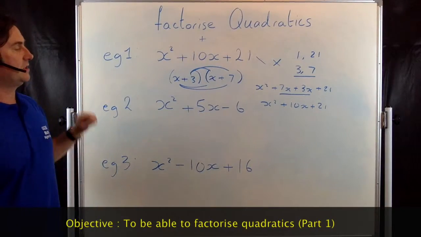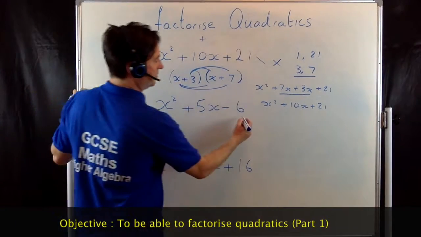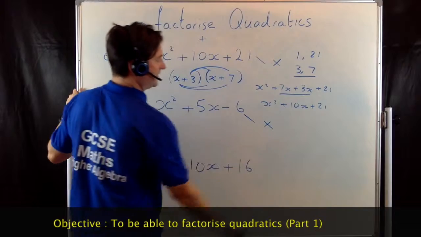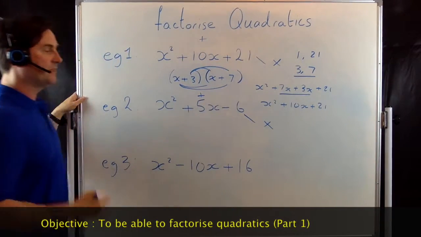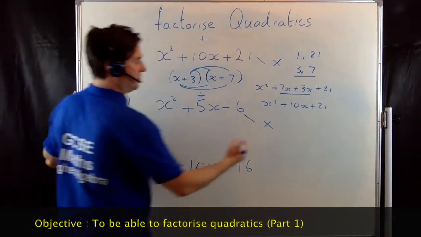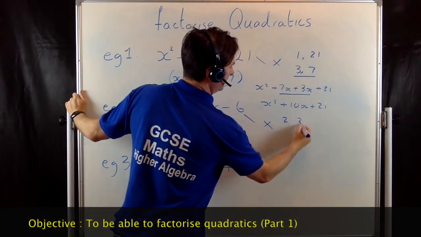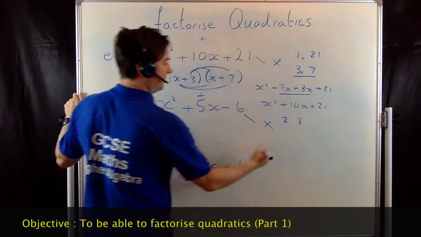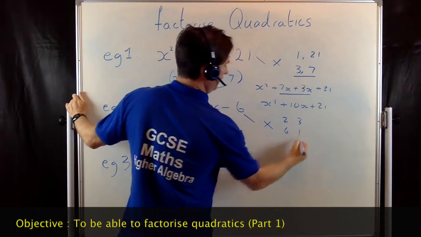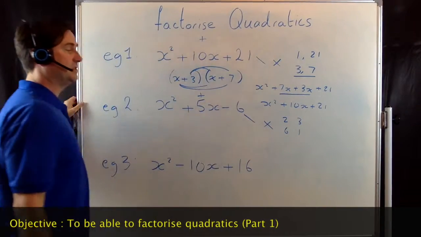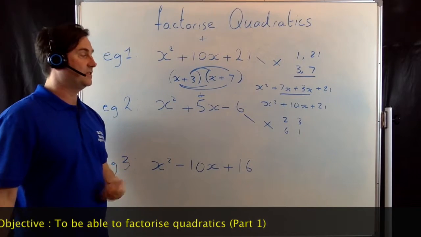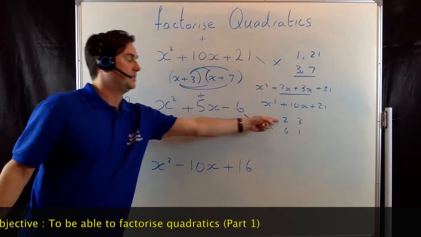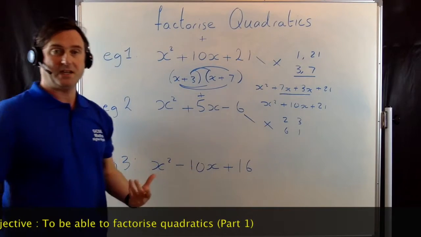The second one, let's have a look at this one. Well, this time we've got to look for two numbers that multiply to give negative 6 and that add to give 5. We could have 2 and 3, and we could have 6 and 1. Those are the two combinations that multiply to give 6, but they don't multiply to give negative 6. To do that, one number in each set has to be a negative.